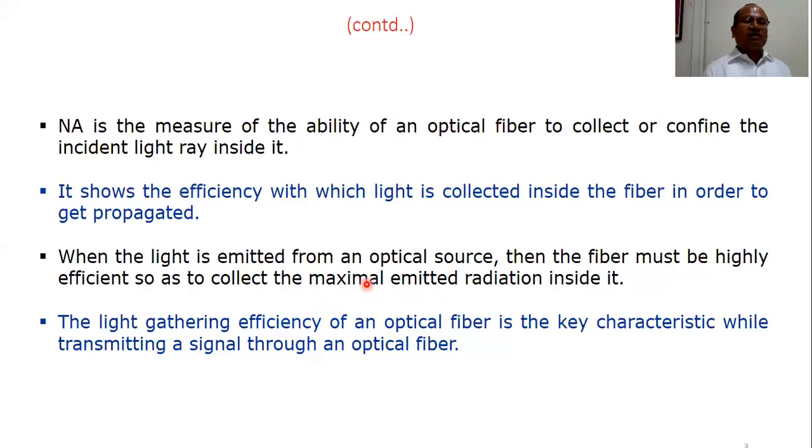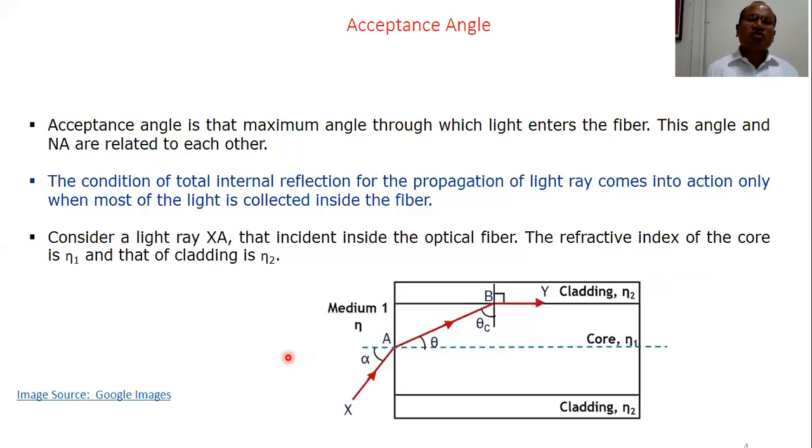Maximal means there is an optimum angle up to which light is allowed to enter. So the maximum amount of radiation that goes inside the cable depends on how efficient the fiber is. The light gathering efficiency of an optical fiber is an important characteristic while transmitting a signal through it. This is an important parameter to determine the transmitting capability of fiber, that is numerical aperture.